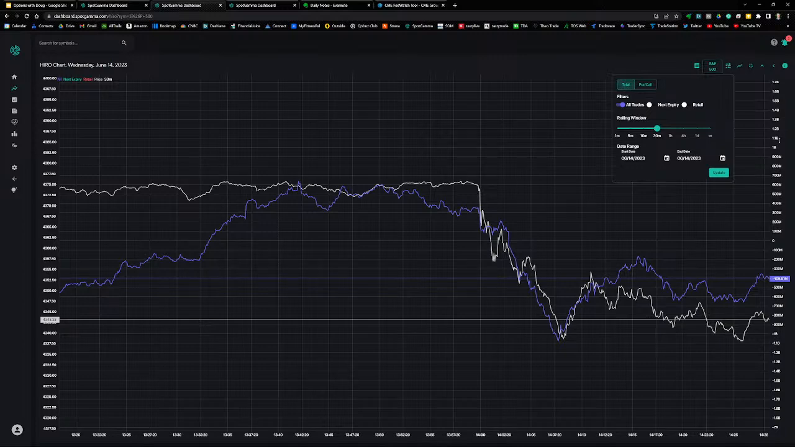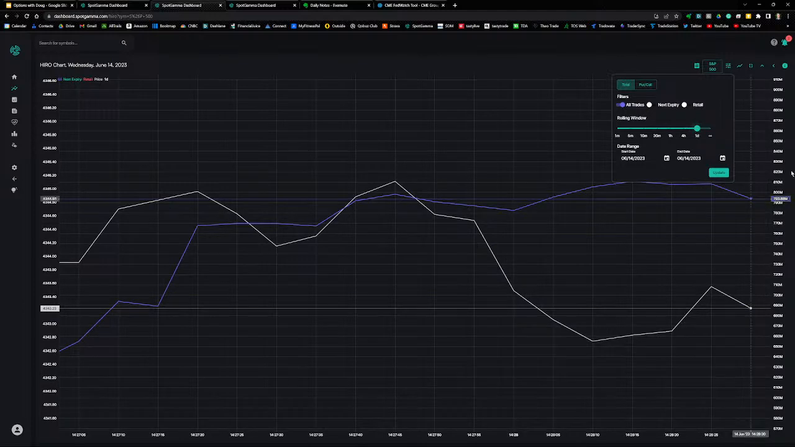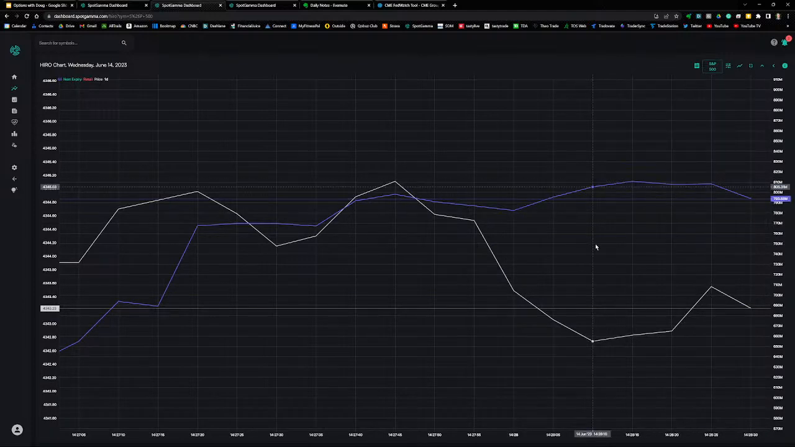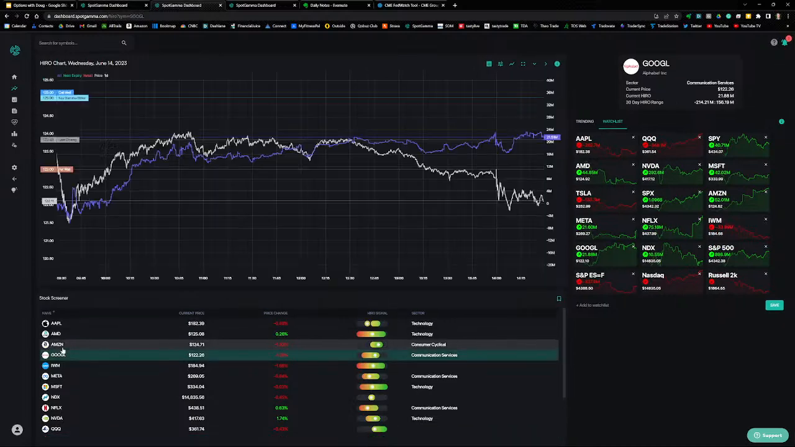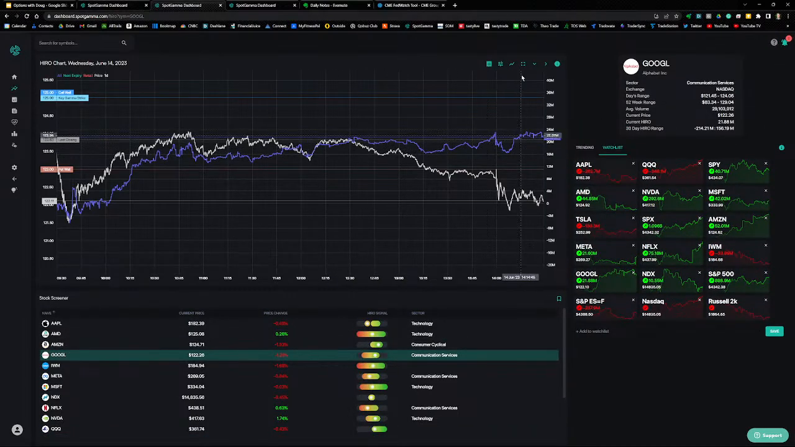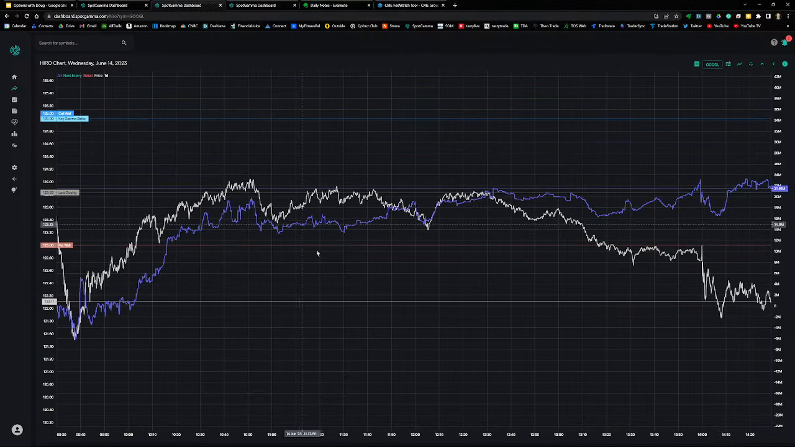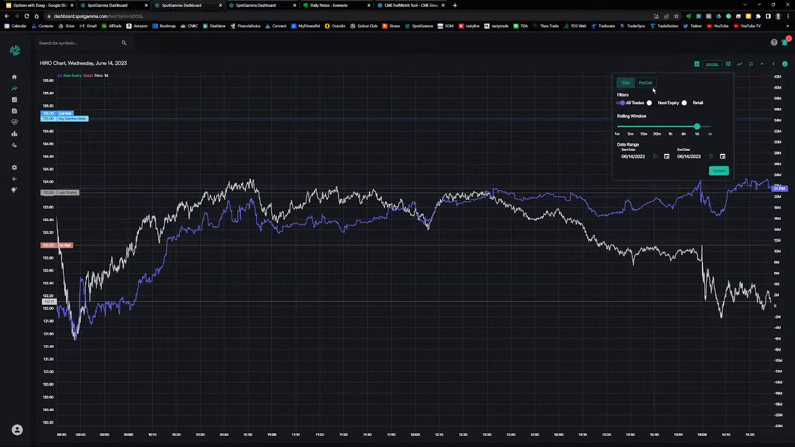So let's take a look at a stock, for example. I'm back to a one-day rolling window period. Let's take a look at Google just as an example. Again, it's a lot simpler for stocks to understand.